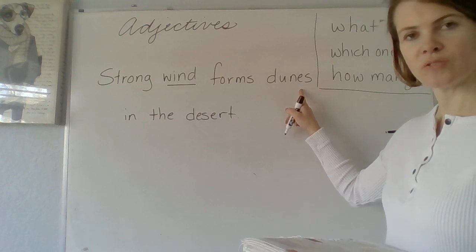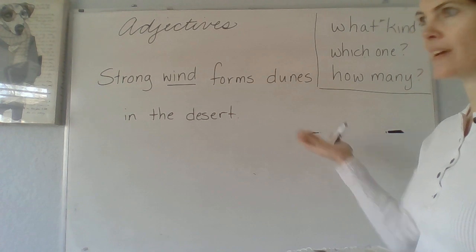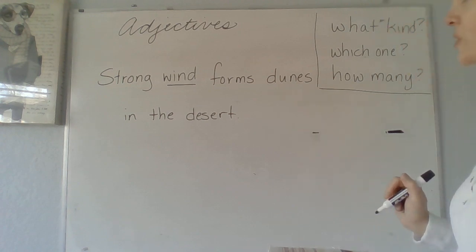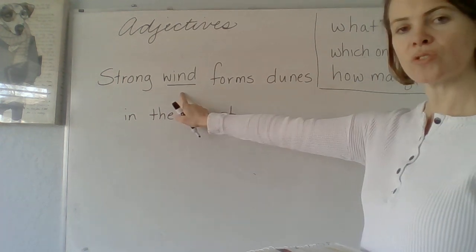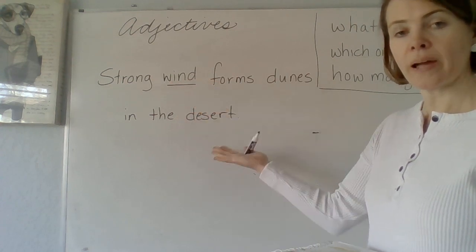Dunes. Sand dunes are big hills made of sand that are formed by the wind, as our sentence says. Strong wind forms dunes in the desert. They want you to find a describing word for wind. What word describes the wind?